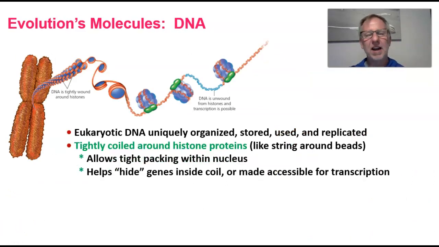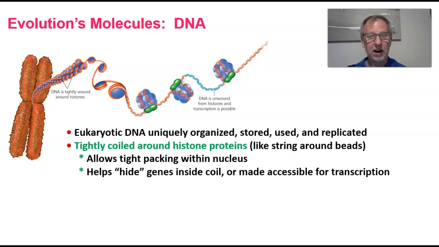Now this DNA that contains our genetic instructions or information is all coiled up and wound up and found in these compact structures we call chromosomes. And eukaryotic DNA especially is more complexly organized than prokaryotic DNA. It's very uniquely organized and stored and used and replicated. So for one thing, that DNA is tightly coiled, tightly wound around proteins called histones, histone proteins. And the way the DNA is wound around those proteins is kind of like string being wound around beads. Check out the figure here and visualize that.